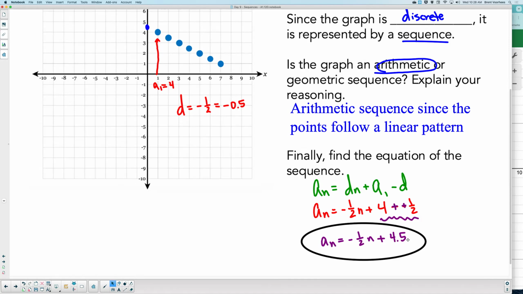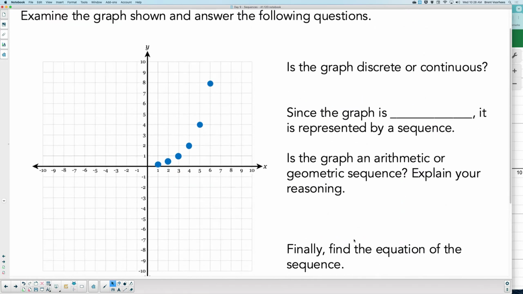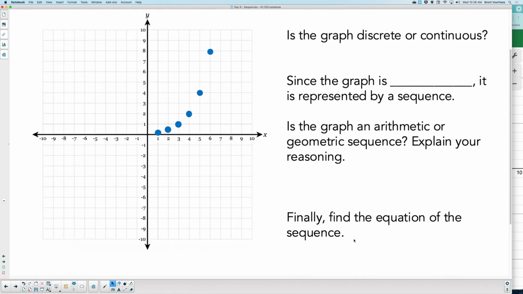Okay, and the last one. Let me show you geometric. Here, is this graph discrete or continuous? No, continuous means connected. This one is discrete. It's dotted graph. It's discrete. Since the graph is discrete, it is represented by a sequence.